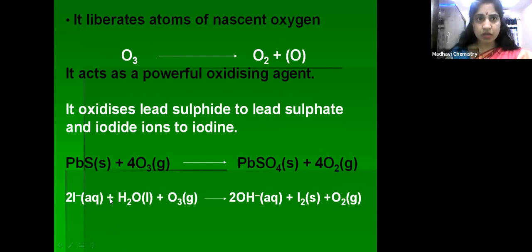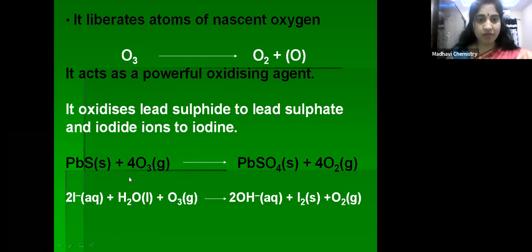Now coming to other properties. As we have discussed, this ozone easily decomposes to give oxygen and nascent oxygen. This is the nascent oxygen, children, which is kept in square brackets. What is nascent oxygen? It is atomic oxygen. Because of the liberation of this nascent oxygen, O3 is a powerful oxidizing agent. It can oxidize sulfide to sulfate and iodide to iodine. You can see the reactions here.